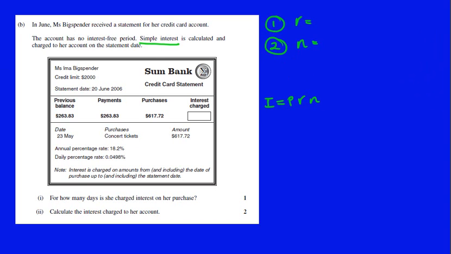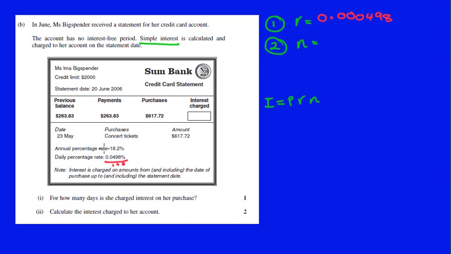So what's our interest rate? We want a daily rate. It's given us a daily percentage rate of 0.0498, because we want to divide by 100, and then we've got 0.000498. Okay, again, all I did is I put that decimal and I divided it by 100, because remember, that's a percentage, not a decimal.